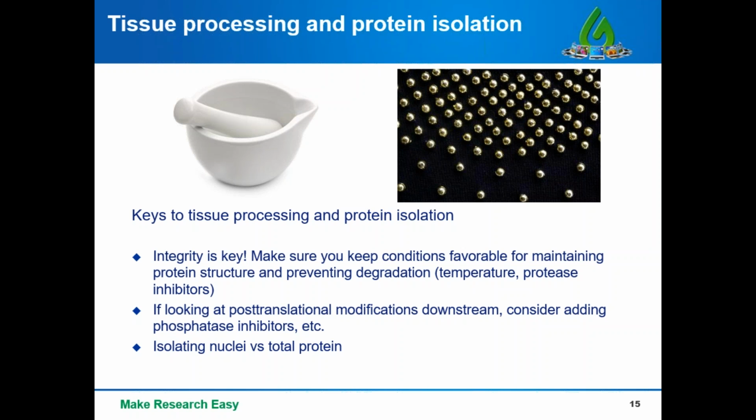If your protein is localized in the nuclei versus the cytoplasm, this could change the method in which you're isolating your protein. So for example, if I'm looking at a transcription factor in the nucleus and I'm trying to isolate that, I might want to consider isolating my nuclei first before lysing the nuclear membrane.